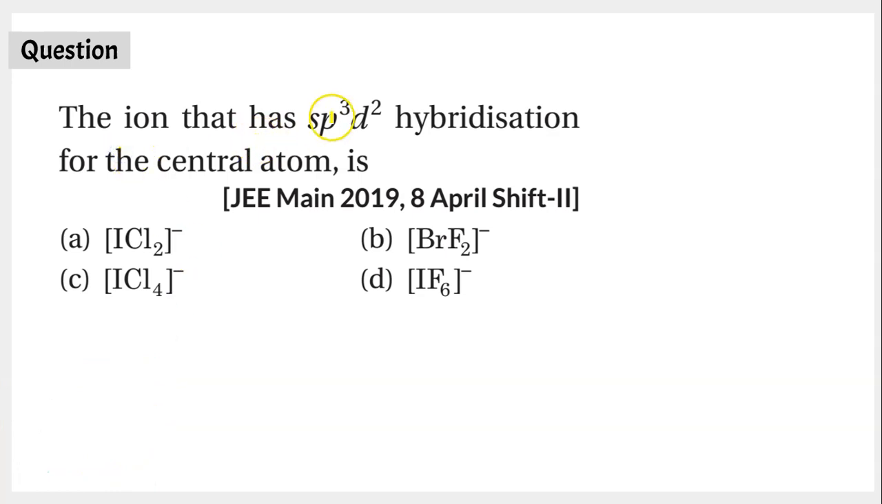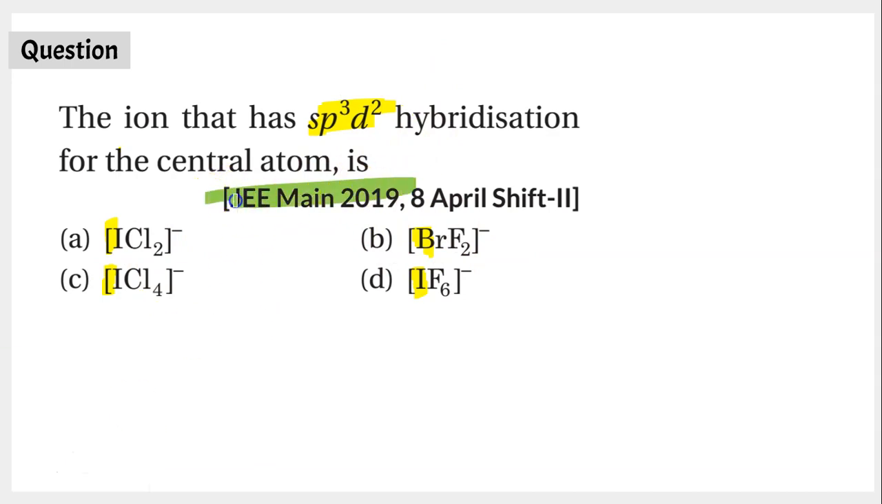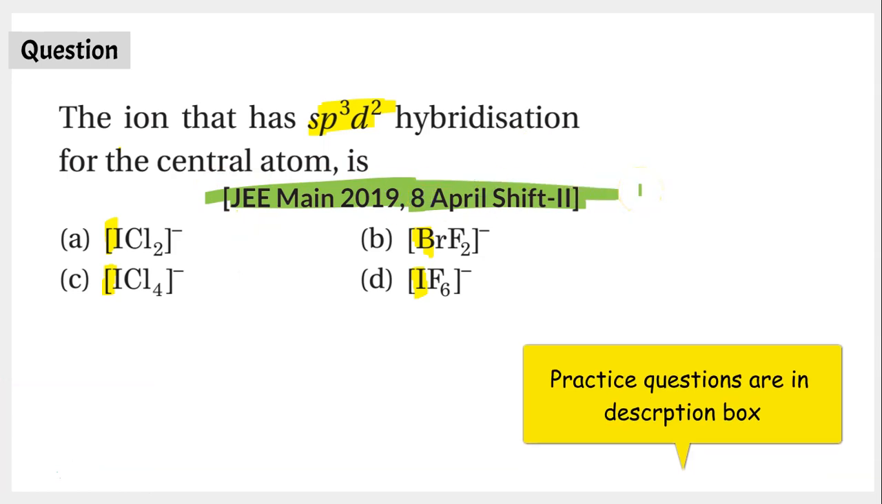The ion that has sp3d2 hybridization for the central atom is. There are 4 options over here, and you need to look at the central atom in each of these options, and you have to identify the hybridization of the central atom in each of these options. And identify the one which has sp3d2 hybridization among these 4. This question is being taken from the JEE Main 2019 8th April Shift 2 question paper. This is a pretty recent one then, and look how easy the question is.